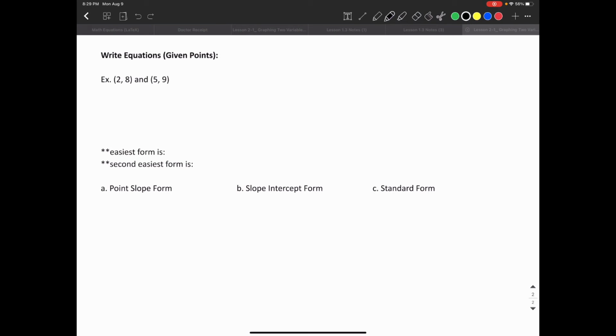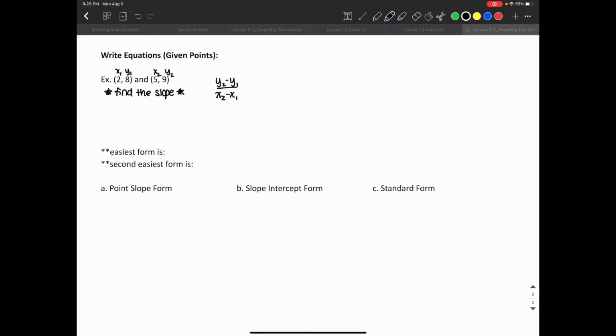So first thing I'm going to do when I'm given 2 points to write an equation is find the slope. I like to write the 2 points on top of each other. That's what works best for me. You can do whatever works best for you. If you want to use the equation, it's y2 minus y1 over x2 minus x1. That's the change in y over the change in x. So you can make this x1, y1, and this x2, y2.